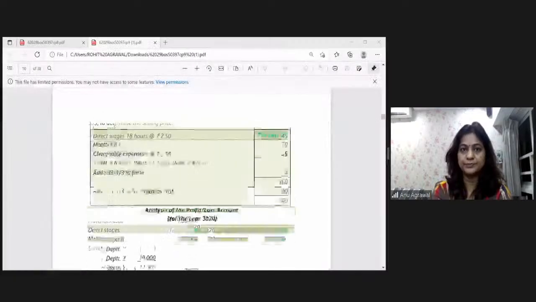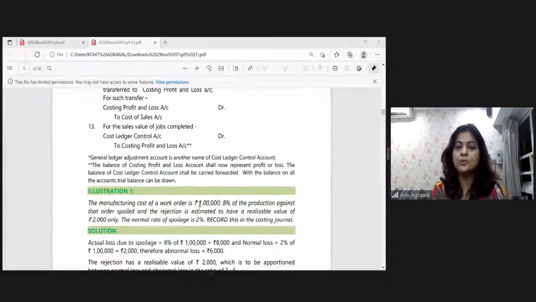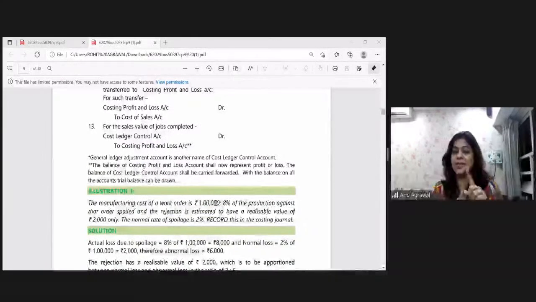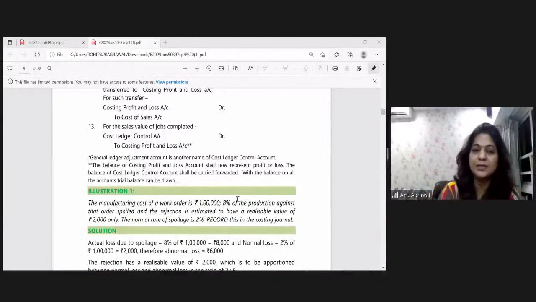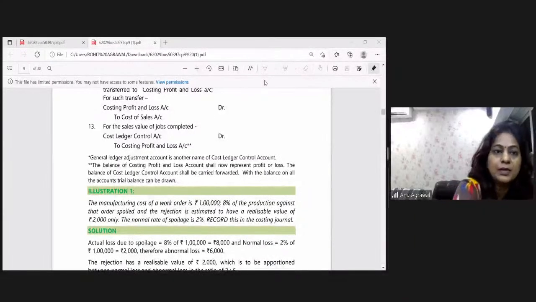Friends, for me, this is very important. Look at this question. A job cost has got 1 lakh rupees. They say 8% is spoiled. That means 8% of this is how much? Rabi, how much is it? 8,000.